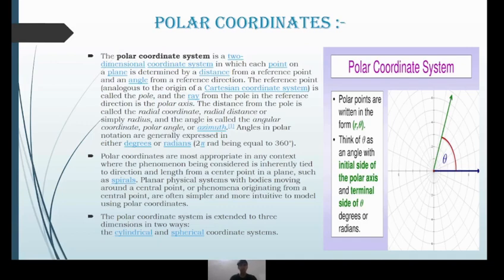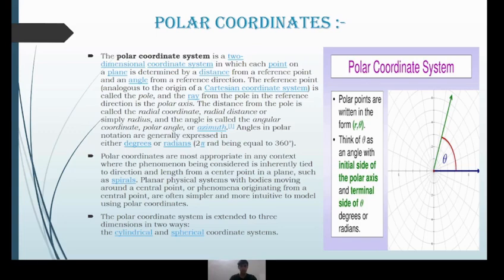The polar coordinate system is a two-dimensional coordinate system in which each point on the plane is determined by a distance from the reference point and the angle from a reference direction. The reference point analogous to the origin of the Cartesian coordinate system is called the pole, and the ray from the pole is the reference direction, the polar axis.